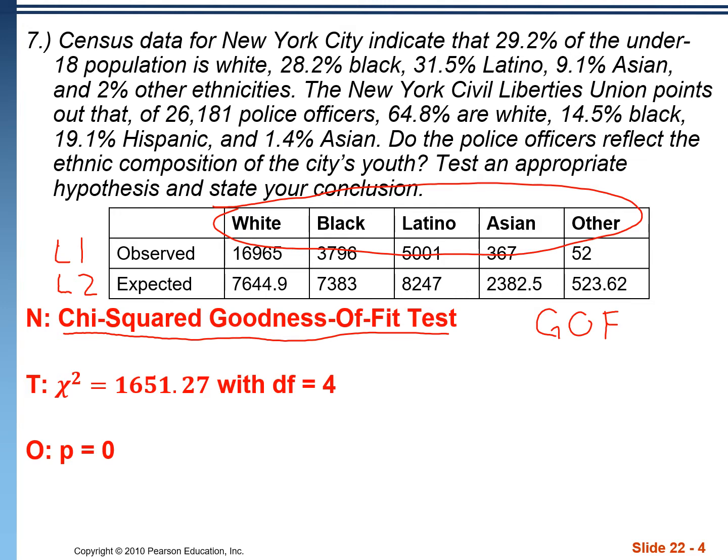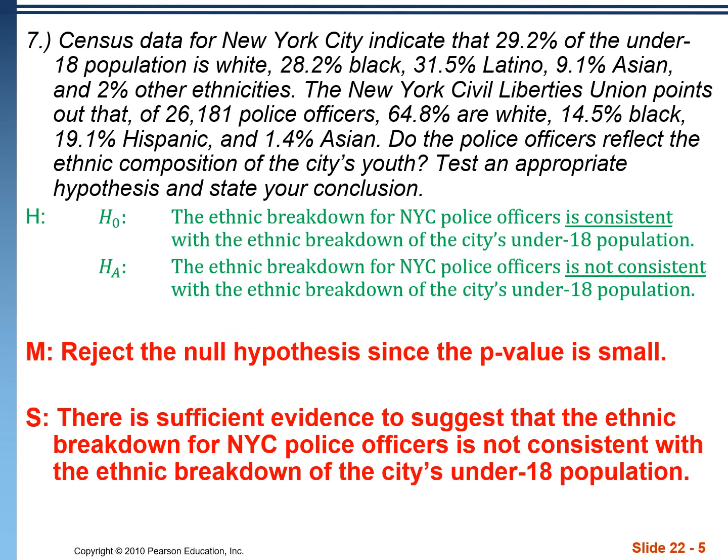Calculate it. We'll get a chi-square value of 1651 with 4 degrees of freedom, and that gives a p-value of 0. Essentially 0. If you draw it, you'll see that this curve is skewed to the right. It's not unimodal and symmetric like the t-distribution and normal distribution. So based on that p-value, we're going to reject the null hypothesis since that p-value is small. There's sufficient evidence to suggest that the ethnic breakdown for New York City police officers is not consistent with the ethnic breakdown of the city's under 18 population.